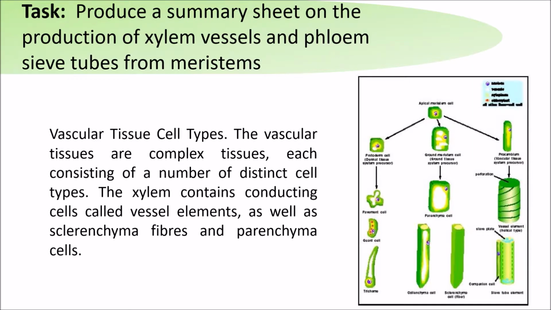Vascular tissue cells, or vascular types, include a number of different things, primarily those that make up xylem vessels and phloem vessels.